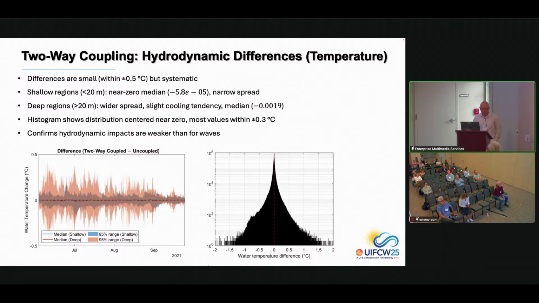And we do the same thing for the hydrodynamics, and let's look at the water temperature differences. The differences are small, within plus or minus 0.5 degrees. In shallow areas, again, it's a narrow spread. The differences are not as high as in the offshore areas. And the histogram on the right shows the distribution, which is centered around 0, and most values fall between minus and plus 0.3. So this basically confirms that the hydrodynamic impacts are weaker compared to waves.